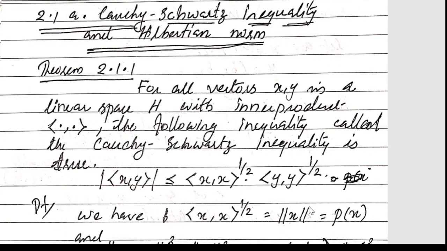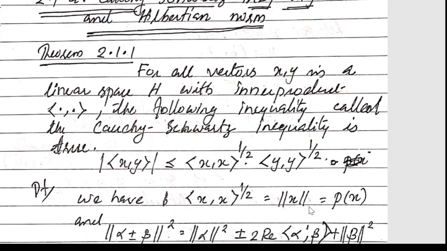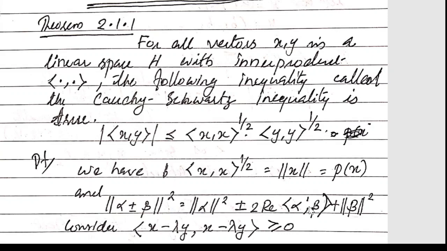We have put this in another way in your linear algebra class. Here we are proving it like this. First you consider the inner product of x with x raised to 1 by 2. Call that the norm of x, or p of x. And we have the identity: norm of alpha plus or minus beta, all squared, is equal to norm of alpha squared plus or minus 2 times the real part of the inner product of alpha with beta, plus norm of beta squared.